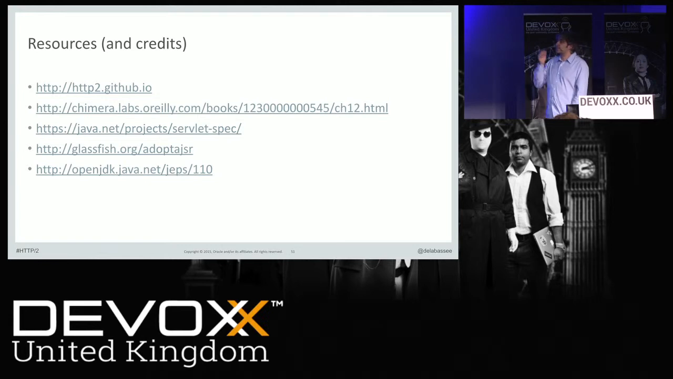So in terms of resources, the first one is the official spec site for HTTP2. The spec is a nice spec, I mean, it's really pleasant to work with. You can also check the O'Reilly.com URL. That's basically a book which has been written by one of the Google guys. It has specific chapters on HTTP2. It's a very nice book.